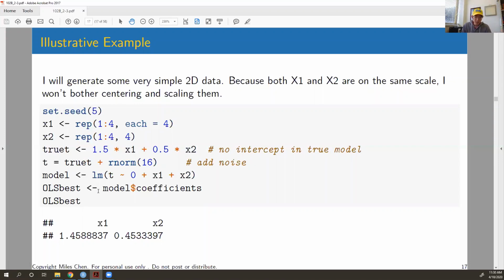All right, so we are going to use ordinary least squares. Ordinary least squares says the best coefficients will be 1.4588 and 0.453, okay? So it's kind of close to the true coefficients. The true coefficients are 1.5 and 0.5, and ordinary least squares says you should use 1.458 and 0.453.